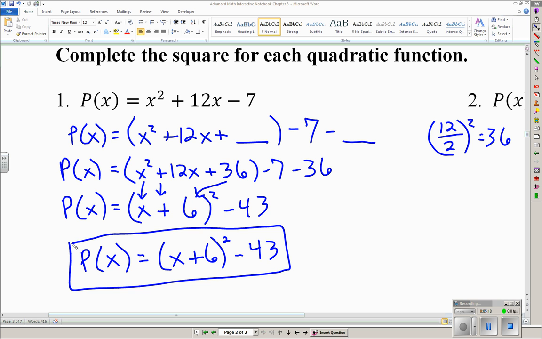And if I want to analyze the parts here, a is a 1, h, remember we have a minus h in the formula, so h would be a negative 6, and then plus k in the formula, k is a negative 43. So divide both sides by a, rewrite with the blanks. In the blank goes half of b, squared, factor it, and then multiply by a. Let's do the next one.